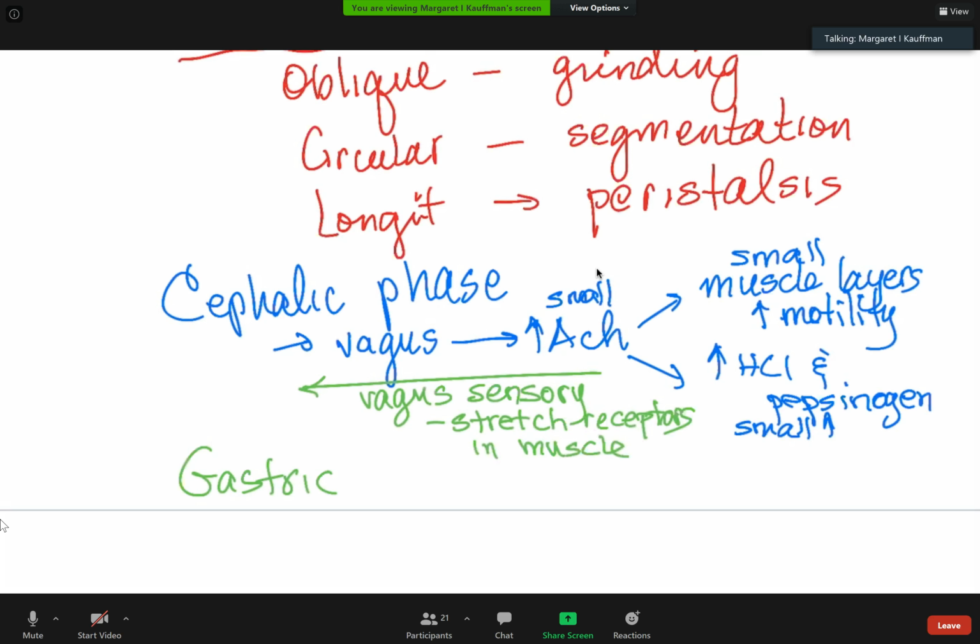Okay, so when those stretch receptors, which are embedded in these muscle layers, get stretched, they're going to cause more ACH to be released. And that means you're going to get more motility. You're going to get more secretions. Now, that's good because you have food in there, and what that food's going to have done is neutralize some of this acid. So the pH is also going to be changing, and you're going to have chemoreceptors as well.